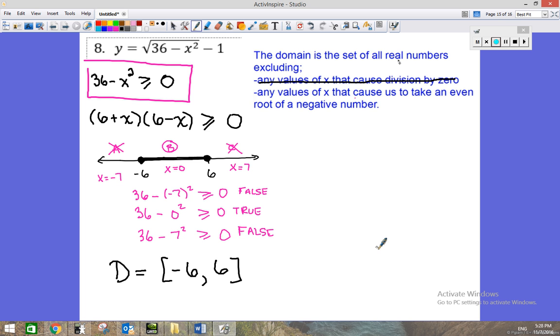So compare that answer to the answer from problem number 5.